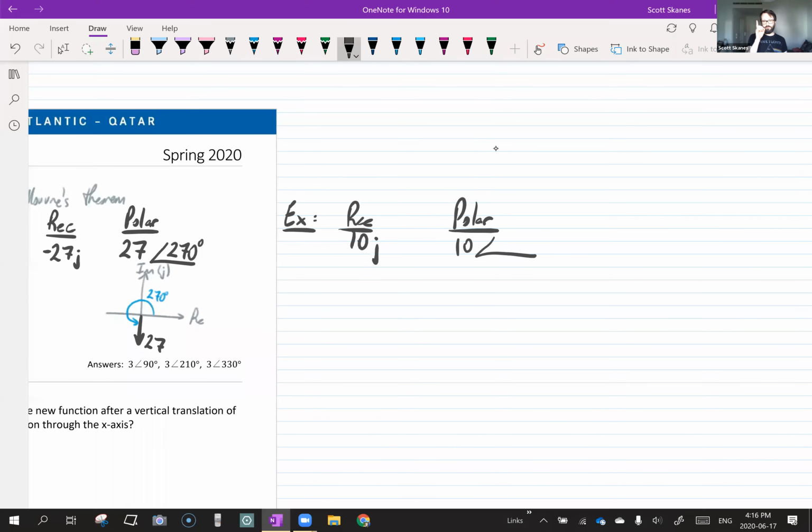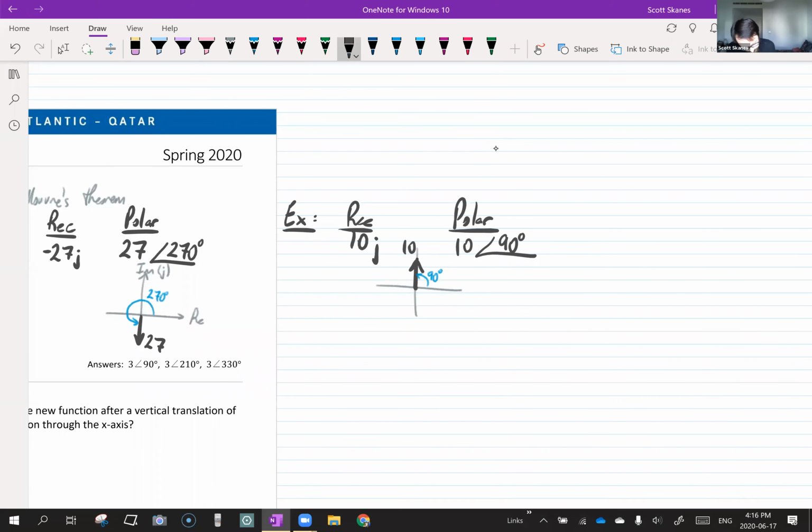J is vertical. Remember the imaginary axis is up and down, so it's actually straight up, maybe 90 degrees. And the reason for that is if we draw it, it's 10j, which means 10 in the j direction, which is up and down. It's positive. So 10, and then our angle is 90. So that's where that comes from. Good job, Zara. I see that.